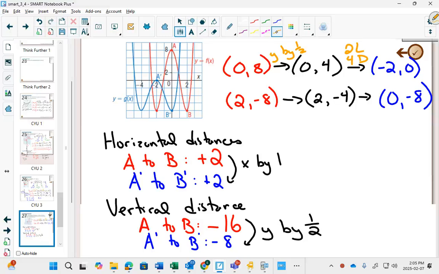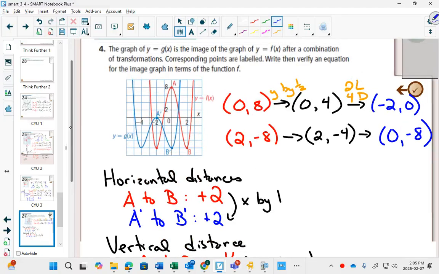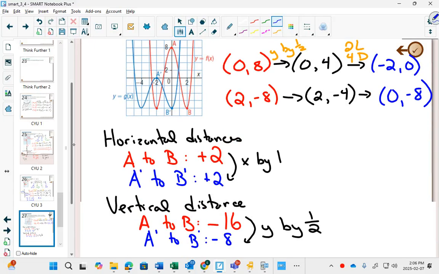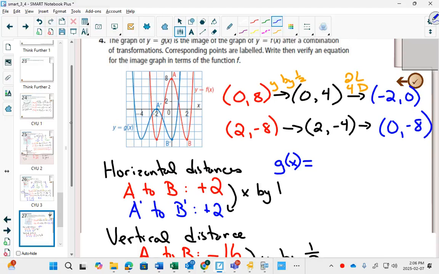So we can now write the equation. It says, write the equation for the image graph in terms of the function f. Now you have two options. The image graph is the blue one. The blue one is already labeled as y equals g of x. So when we write our equation, on the left-hand side, you could either write y or you could write g of x. On the right-hand side, because it says in terms of the function f, we need f of x on the right-hand side.